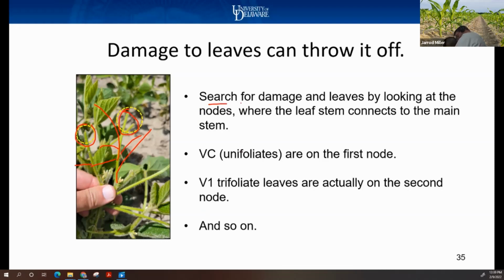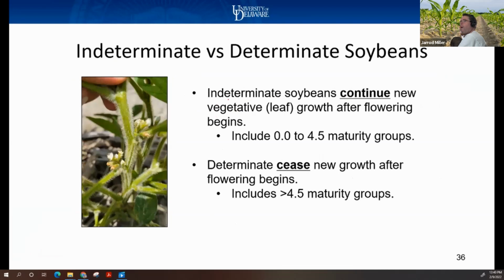So you have to search for damage and leaves by looking at the nodes. So where it attaches to the plant, and you have to see where that node was, because you're going to have a node coming off the main stem, but these side nodes are just a response to deer damage. Sometimes, again, if you've had deer damage, you're going to have to take even more time to check that plant to figure out what stage it's at.